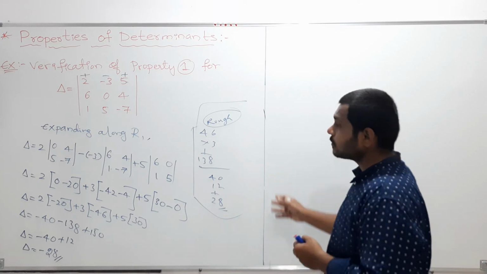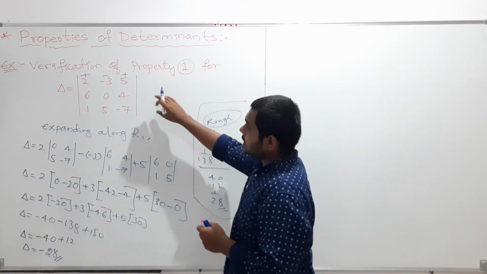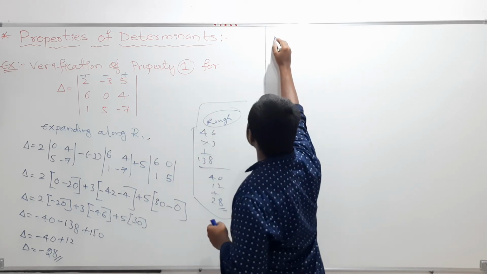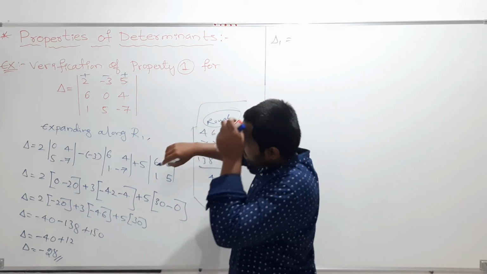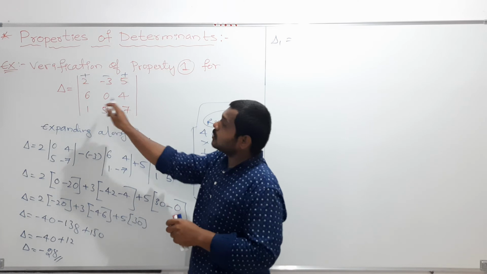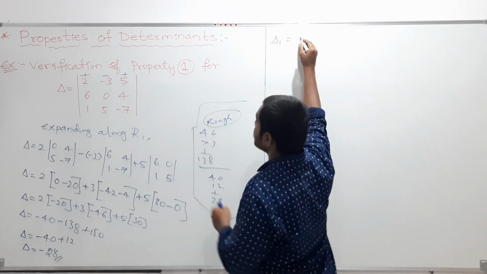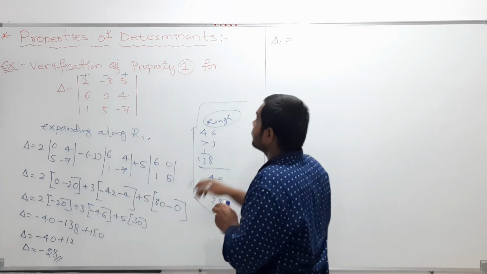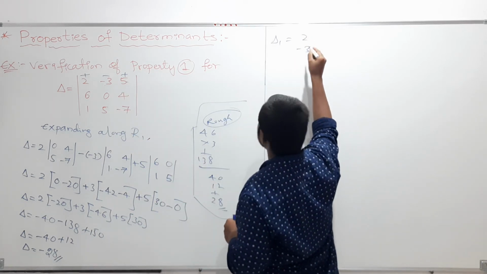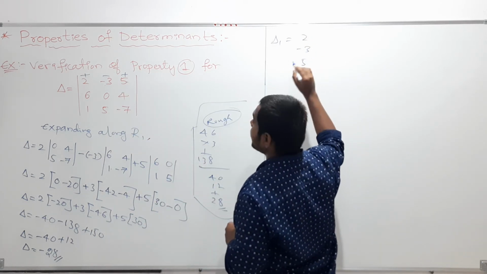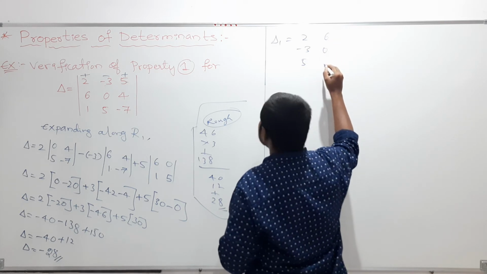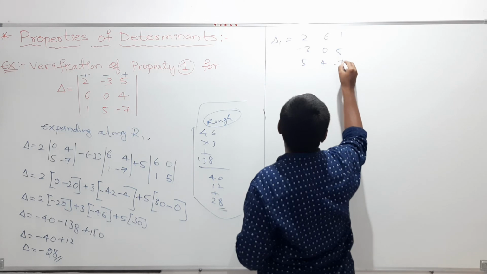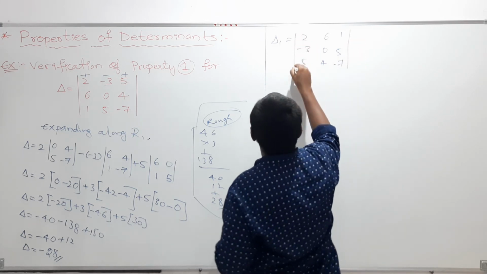Clear? So further, my students, this is the delta determinant value as it is. Now I will consider the determinant delta 1. Delta 1 is nothing but interchanging the rows into columns. So now I will interchange rows into columns. The first row I am writing as the first column. That is 2, minus 3, 5, 6, 0, 4, 1, 5, minus 7.